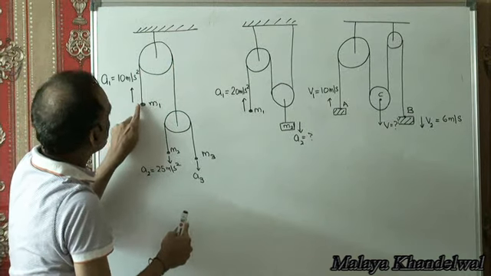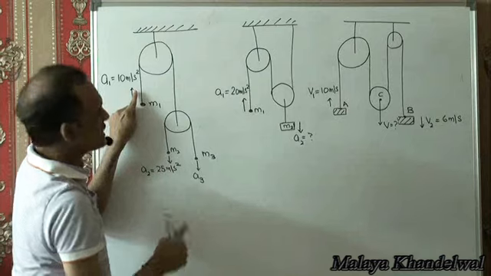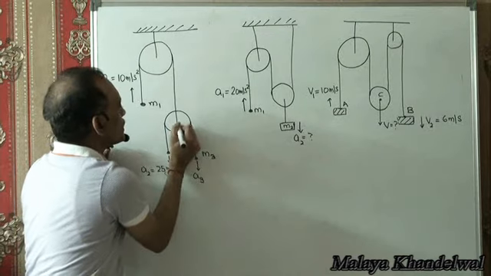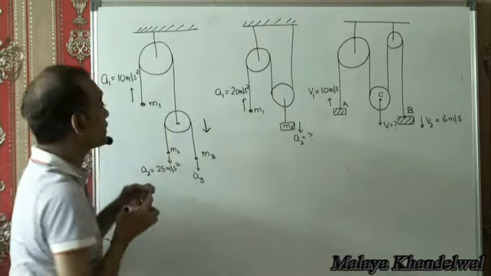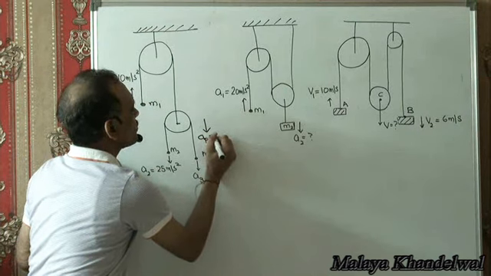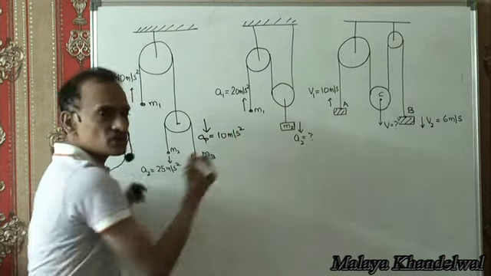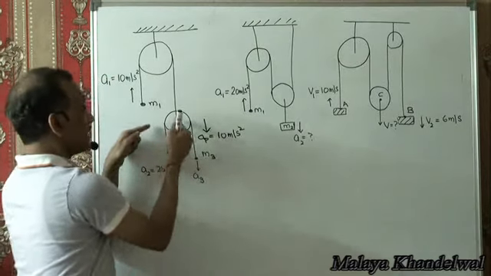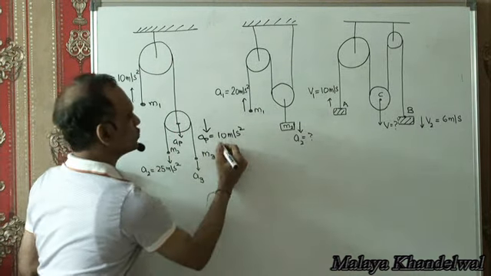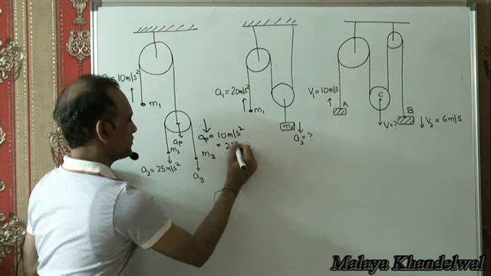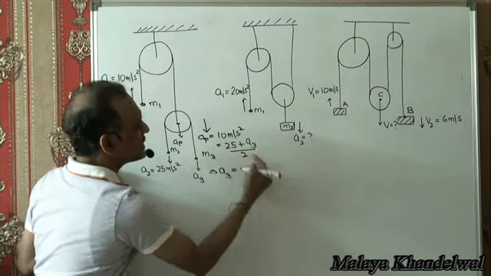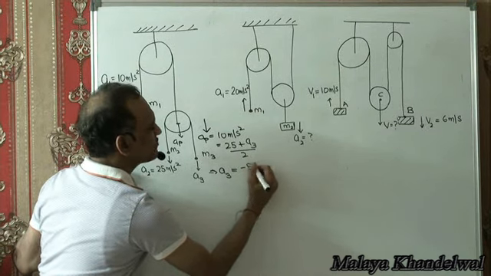If this mass m1 goes up at the rate of 10 meters per second squared, this pulley, which is integral with this mass, the amount by which m1 would go up is the amount by which this pulley will come down. Yes or no? That means if the acceleration of this is 10 meters per second squared upwards, the acceleration of this pulley is also 10 meters per second squared, but downwards. And that in turn, Ap, the acceleration of this pulley, from what we learned, would be (A2 plus A3) by 2, which is (25 plus A3) by 2. So that gives us A3 equal to 20 minus 25, which is minus 5 meters per second squared.